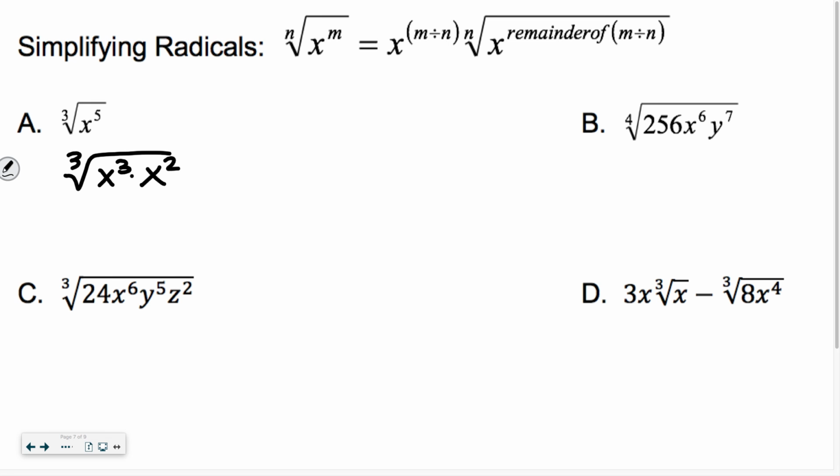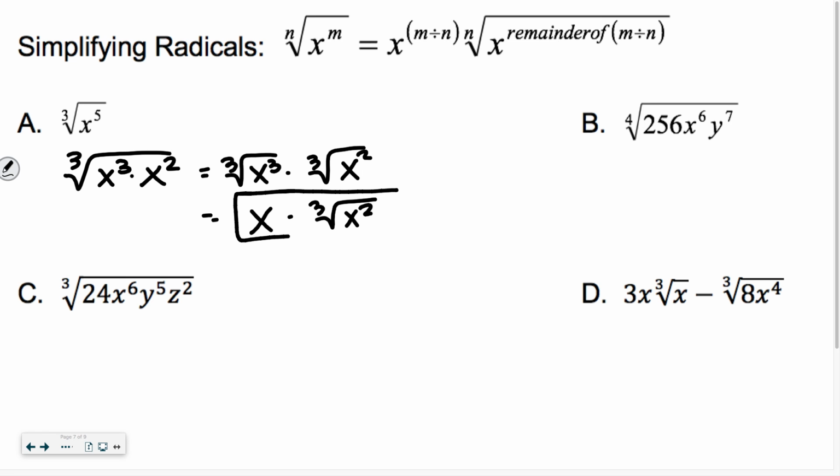Okay. And then think about your property of radicals for products. You're allowed to do the cube root of x cubed times the cube root of x squared. You're allowed to break it up because it's being multiplied underneath. That's allowed. Multiplication and division. And then what's the cube root of x cubed? X. Times the cube root of x squared. That's fine. There it is.